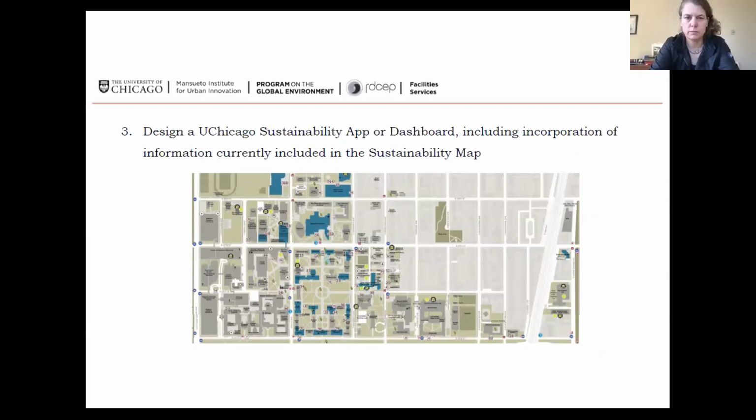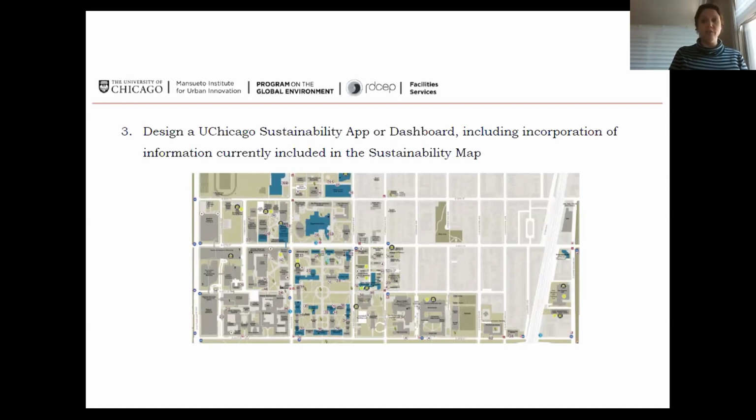Project number 3 is to design a UChicago sustainability app or dashboard to incorporate information that we currently already have on our sustainability map. So if you go to our sustainability website, right on the front page, there's a sustainability map that we've created. And you can click on that map and it'll lead you to another page where there's a static PDF sustainability map that you can download.